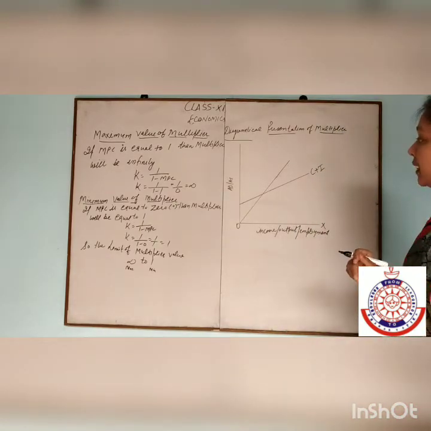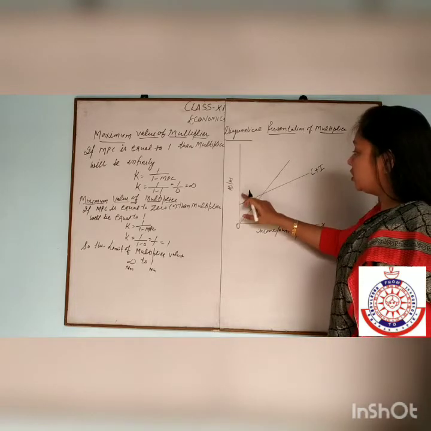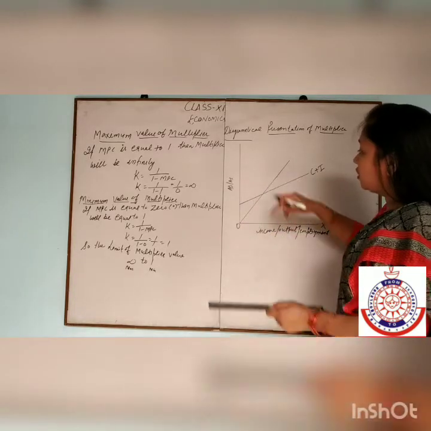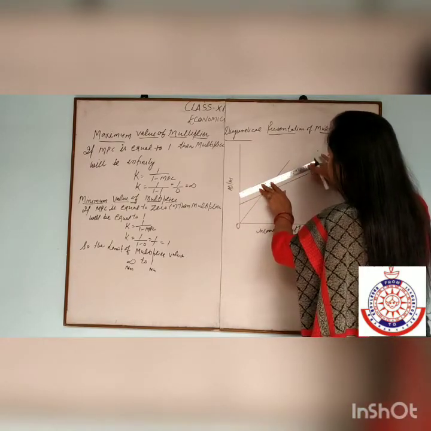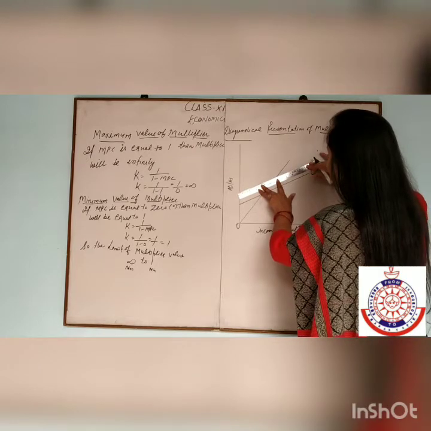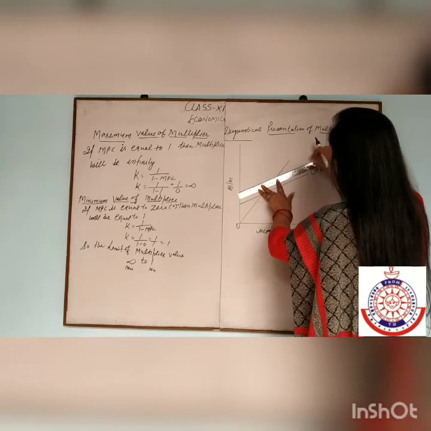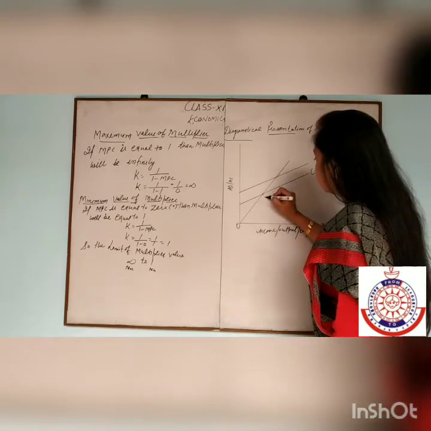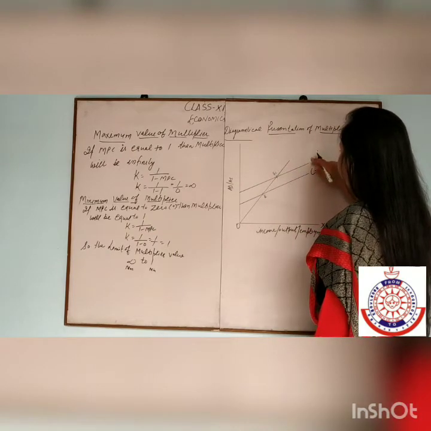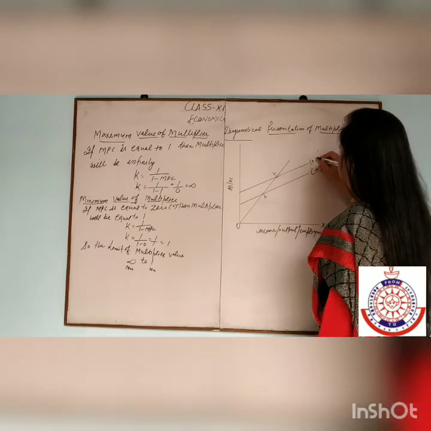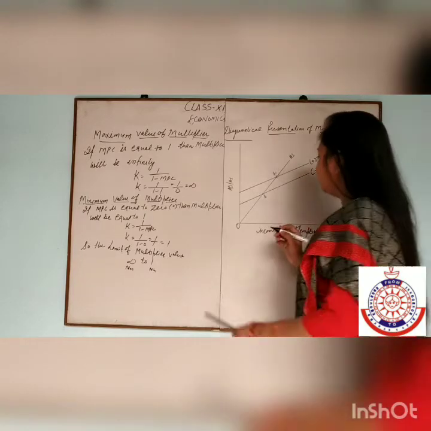Now, multiplier means change in investment. If we make a change in investment, then this curve will shift parallel to this one, because investment is autonomous. This curve will be shifted here. This is the initial equilibrium. Now this is the new equilibrium. Here C plus I plus change in I.